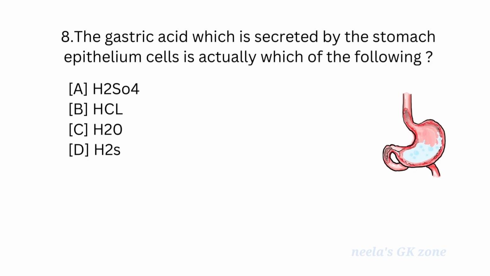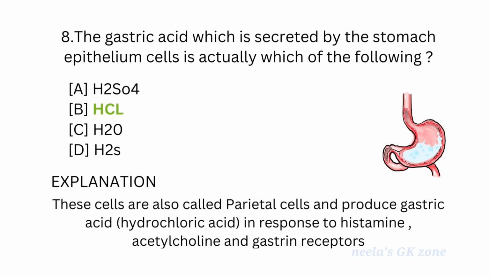The gastric acid, which is secreted by the stomach epithelium cells, is actually which of the following? And the answer is HCl. These cells are also called parietal cells and produce gastric acid. Hydrochloric acid is secreted in response to histamine, acetylcholine, and gastrin receptors. And the next question.